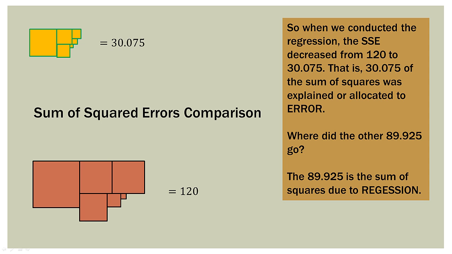Where did the other 89.925 go? Well, 89.925 is the sum of squares due to our regression. SST equals SSR plus SSE. In this case, SST is always 120, and that equals 89.925 plus 30.075.